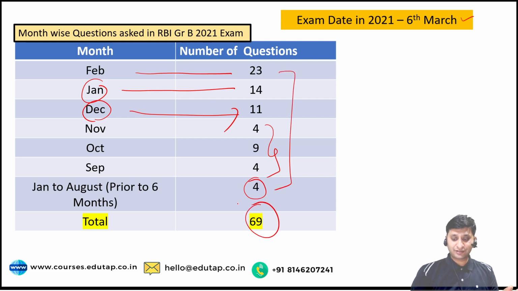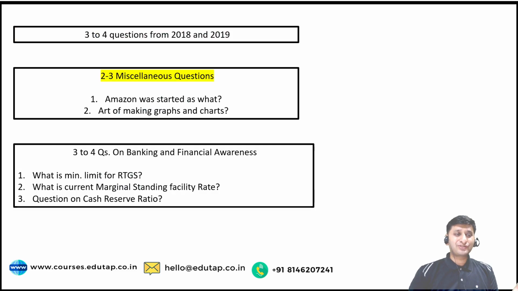Sir, where are the other questions? Other questions are of the kind that 3 to 4 questions were even from 2018 and 2019. So there is no point talking about them. Now there were 2, 3 miscellaneous questions like Amazon was started as what? Art of making graphs and charts is called what? Again, these kinds of miscellaneous questions you can't prepare for.